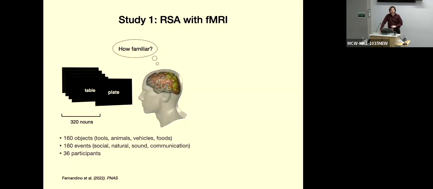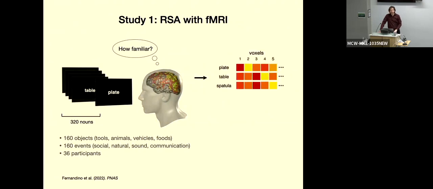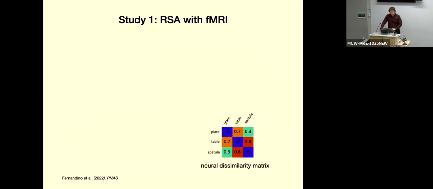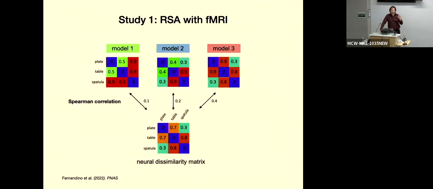So we could measure their activation pattern for each individual word and use that activation pattern to compute a neural dissimilarity matrix. So now we have a measure of how distant or how dissimilar any two words are based on their corresponding activation patterns in the brain. And then we can compare that with the predictions from each theory by looking at how well these matrices correlate with each other, in this case using Spearman correlation. And the one that gives you the highest correlation is the one that best fits the data.